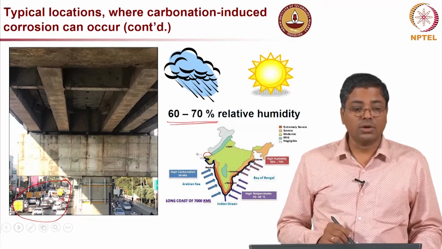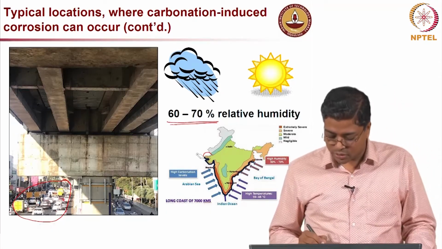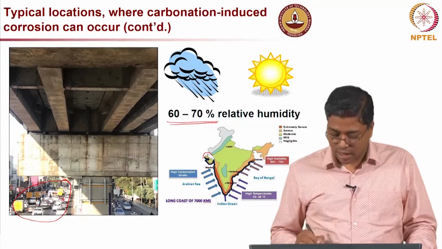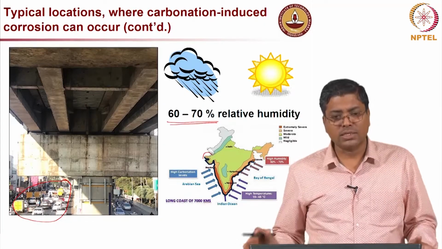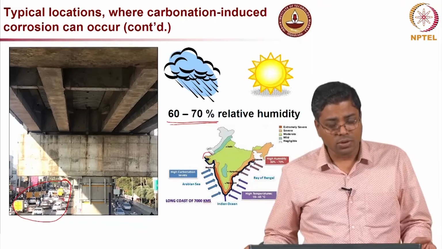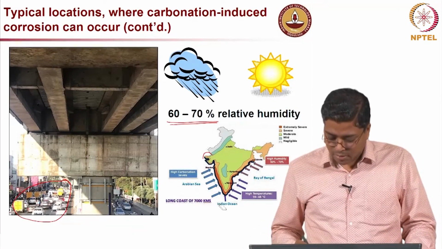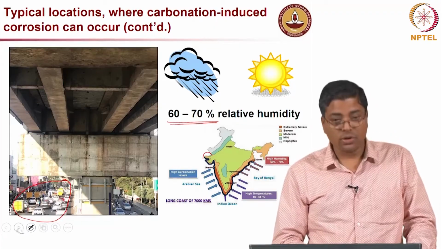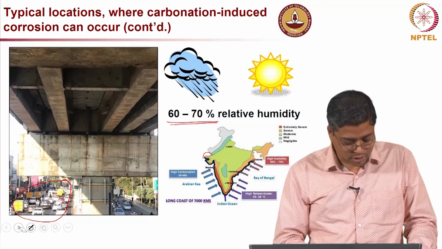Usually we think that in the coastal region we see only chloride induced corrosion, but that is not usually the case. Carbonation also can happen, but in most cases you will see that chloride induced corrosion will be the governing thing, but carbonation can also happen. Do not neglect carbonation when you talk about coastal regions.